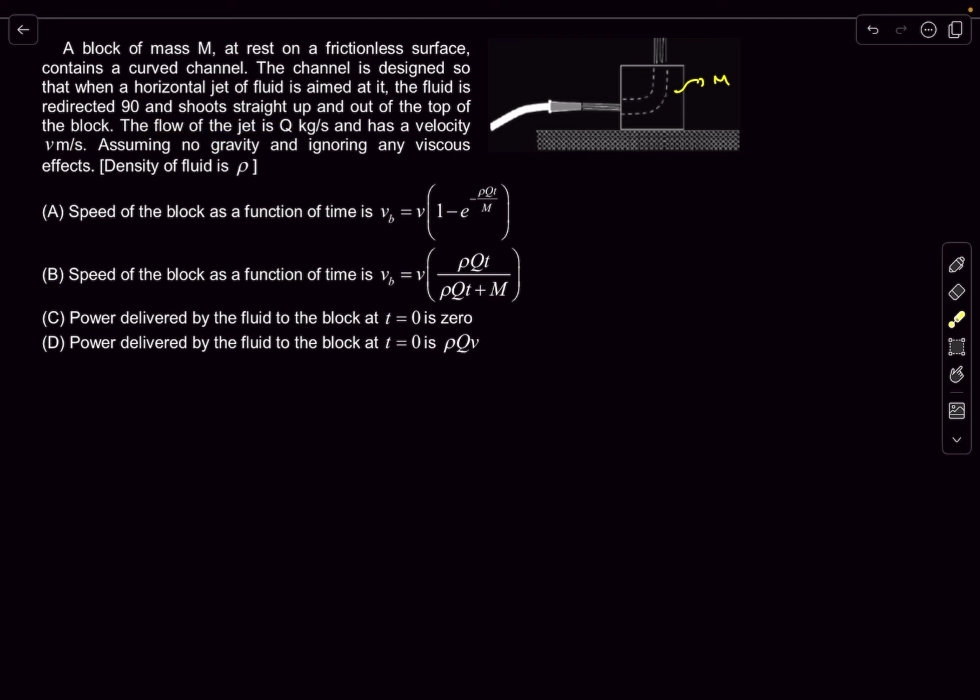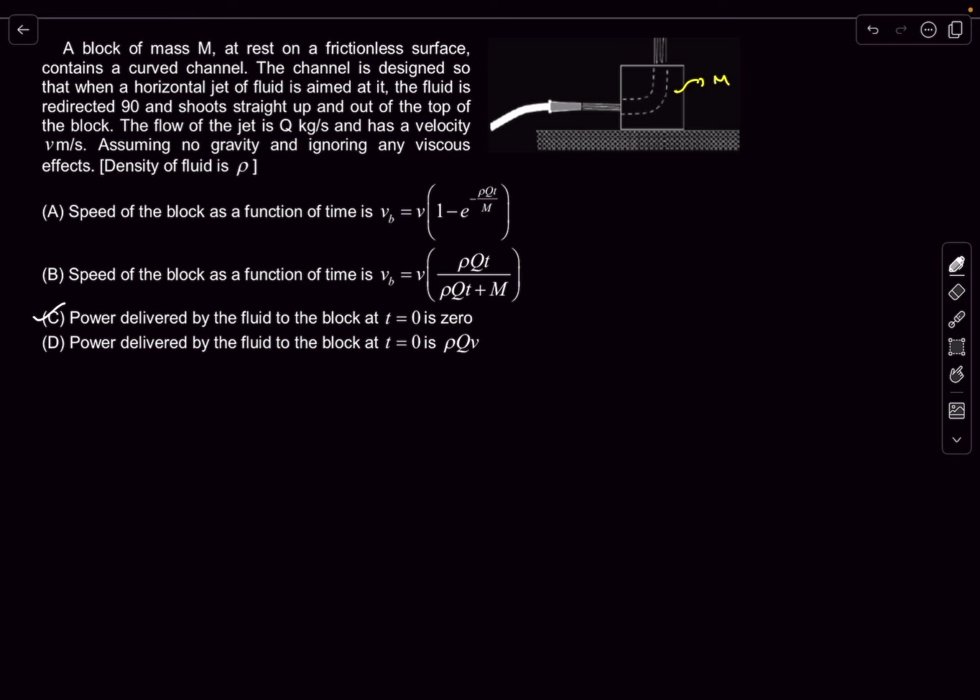meters per second. So assuming no gravity and ignoring any viscous effects, we have to mainly figure out the speed as a function of time. Okay, and then in this option they're asking us about the power delivered by the fluid to the block at t equal to 0. So this can be answered very easily because initially the block was at rest. So now the power is just the dot product of force and velocity. So as the block is at rest, initially the power delivered by the fluid will be 0.